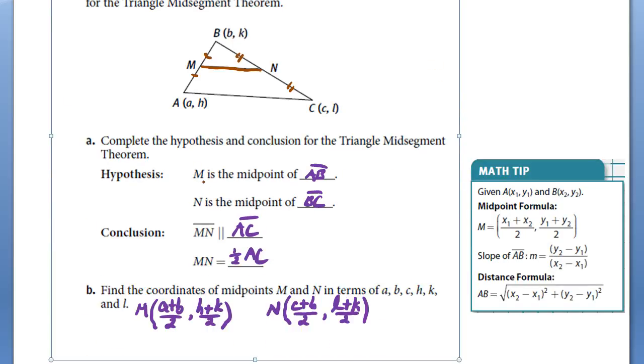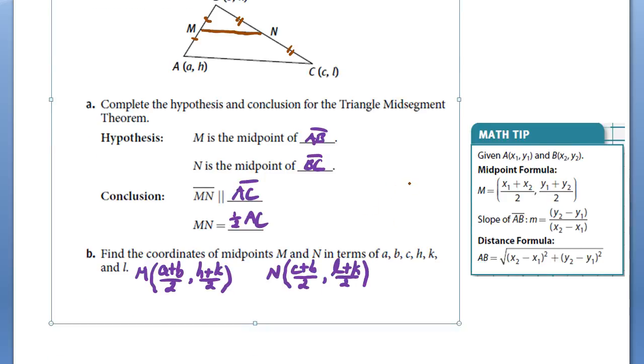So the hypothesis is to show that M is the midpoint of AB, and N is the midpoint of BC. Let's show that MN is parallel to AC, and let's show that length MN is half AC. Question B, find the coordinates of midpoints M and N in terms of these variables, because these are the variables that are used in the ordered pairs.